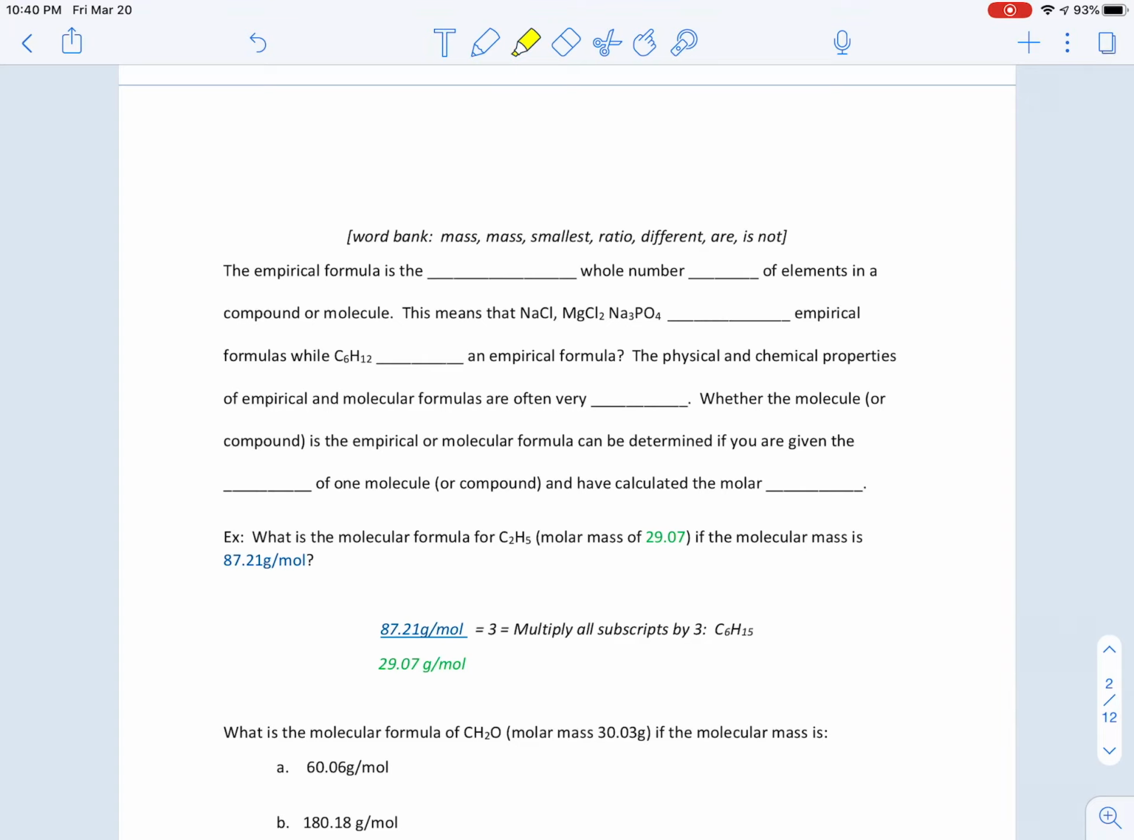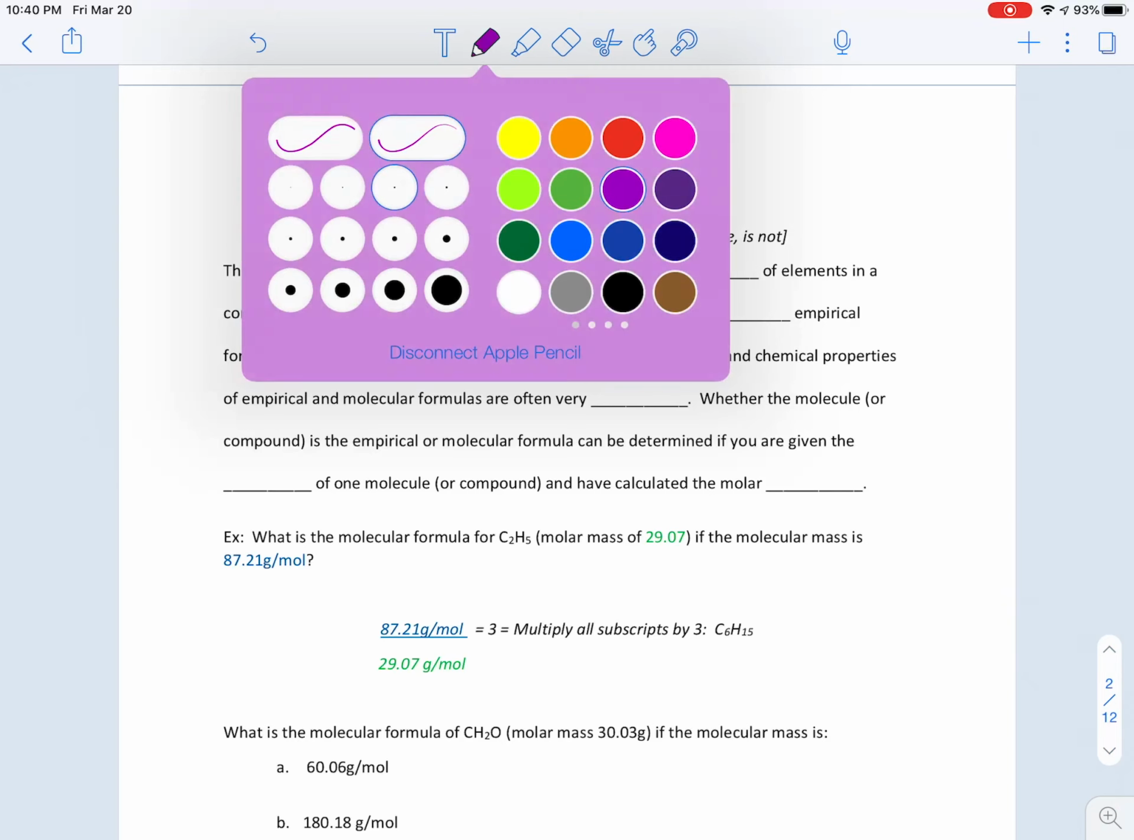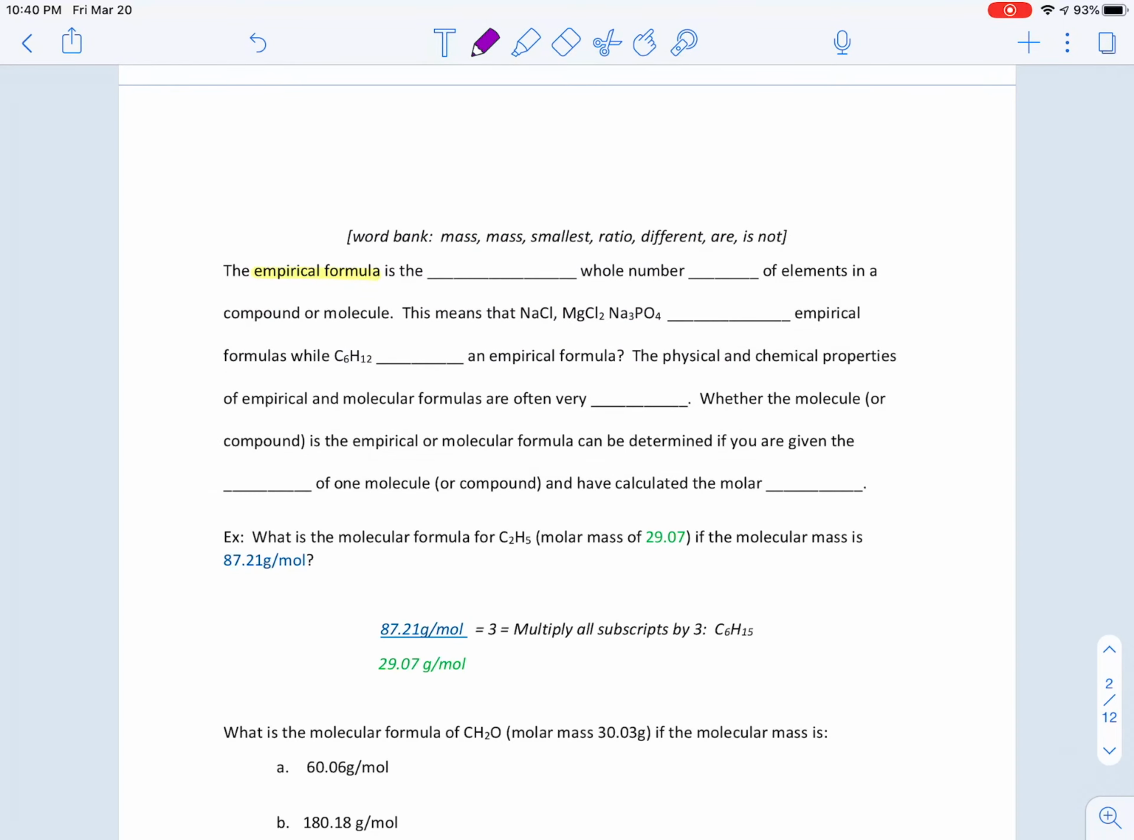So that's the first math technique. Now we're going to just review a few ideas. So we also talked about empirical formula in the other chapter, in chapter 2. When we talked about it, it was the smallest whole number ratio.